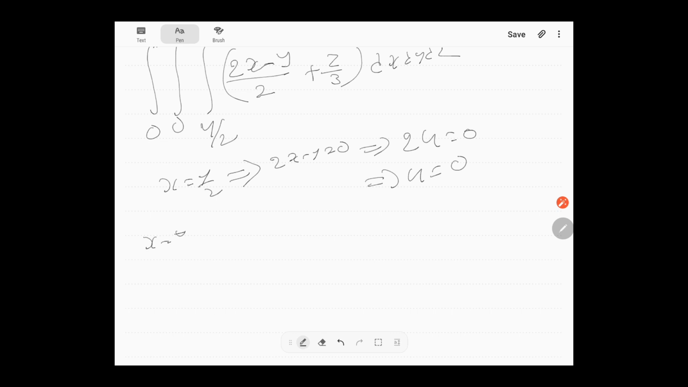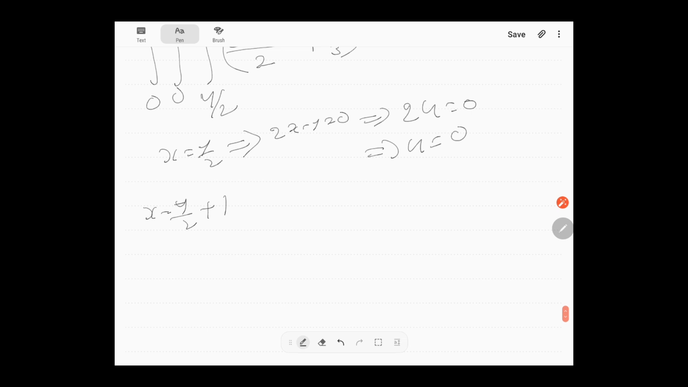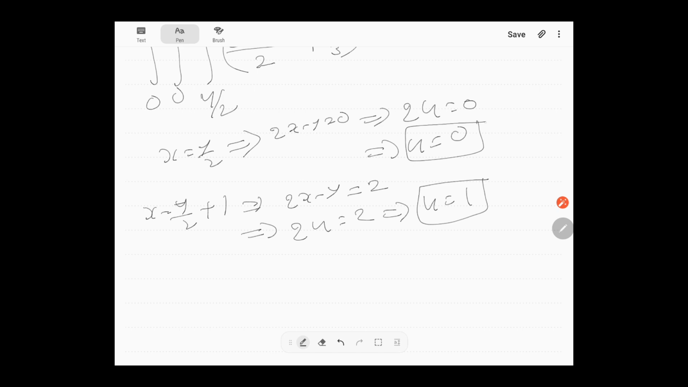Another one is x is equal to y by 2 plus 1. If I simplify this, it is 2x minus y equal to 2. 2x minus y is 2u, which is equal to 2. That means u is equal to 1. So the limits are u equal to 0 and u equal to 1.